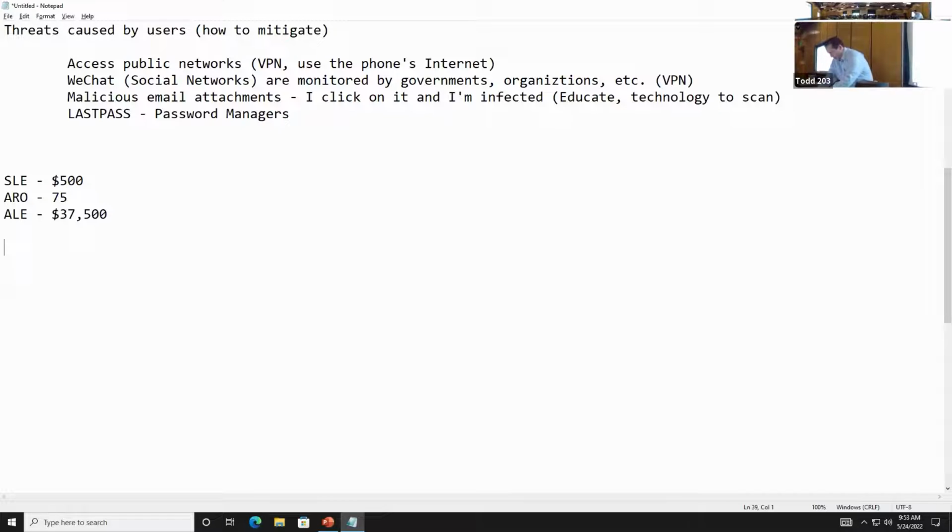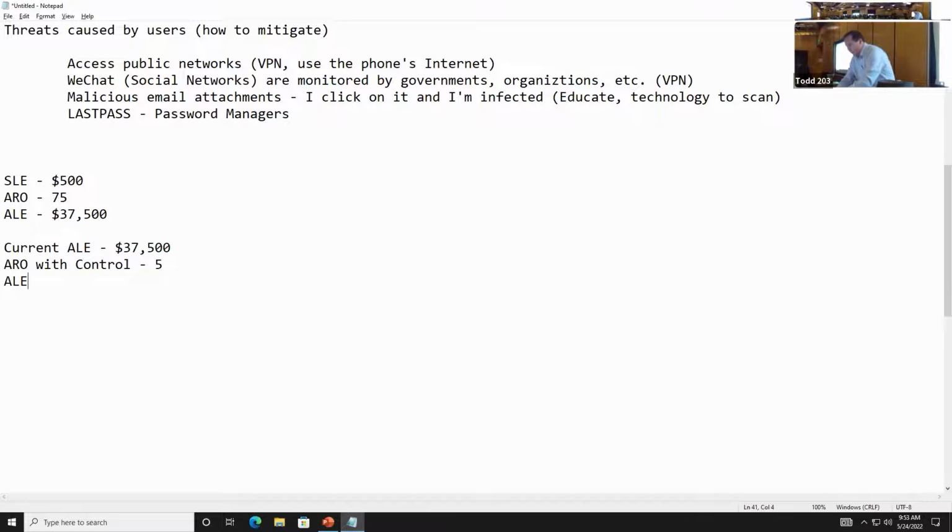So the current ALE is what? We've already calculated this. 37,500. Okay. And then with the new control in place, the ARO with control is what? If we buy that insurance, the ARO becomes 5. And so the ALE then with that control is what? How much? So if we lost 5 devices at $500, isn't that 2,500? Is that what you said?